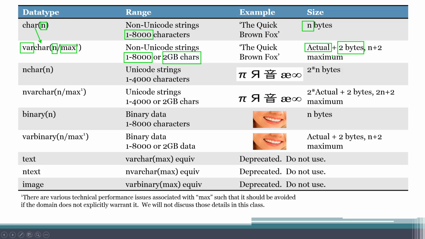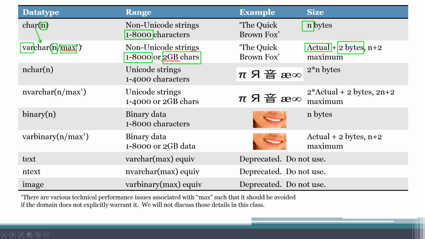The other is the length of the string. If you have a very long string, one that's going to be more than the 8,000 characters that is available in a char, then you're going to need to use the max parameter for the varchar. That gives you the 2 gigabytes worth of characters, which is much, much larger than the 8,000 max for char. So if you need more than 8,000 characters, then varchar max is really the only option.